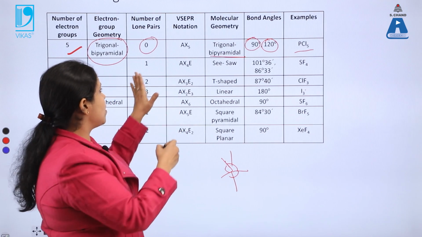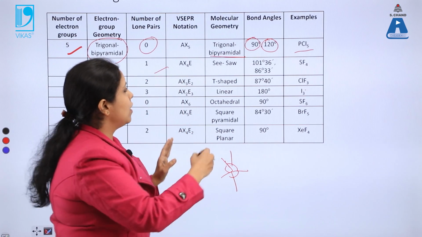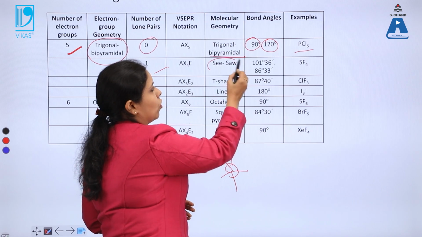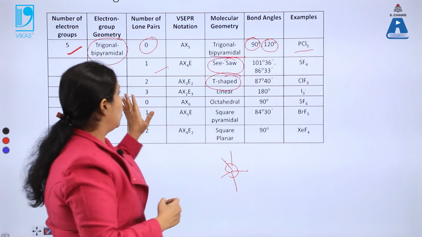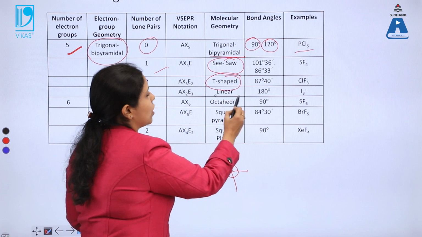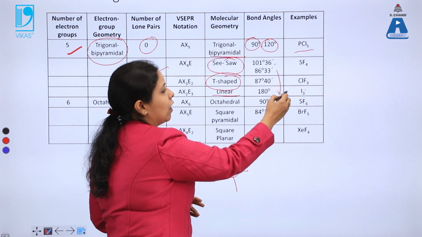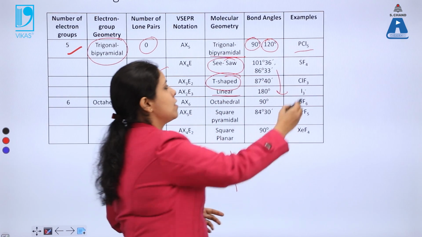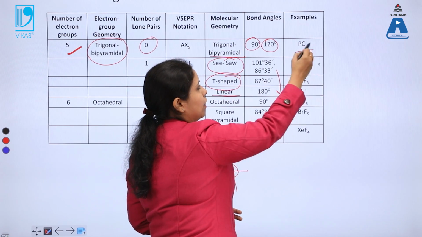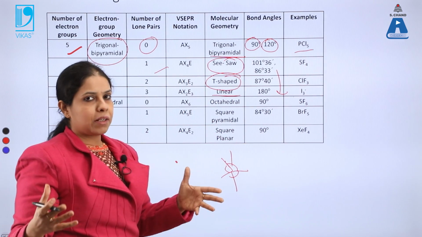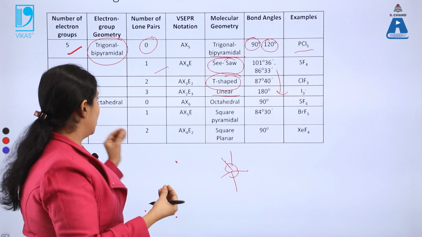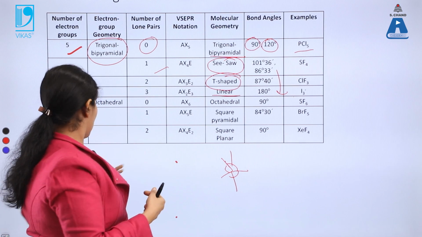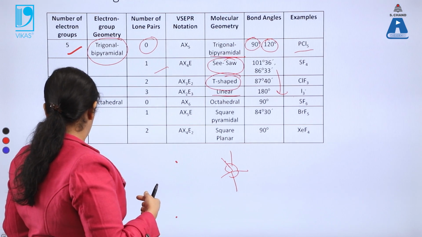When lone pairs are present, for example one lone pair, then the geometry changes to seesaw. When two lone pairs are there, then the geometry is T-shaped. When three lone pairs are there, the geometry changes to linear, and similarly the angle also changes. We'll discuss these in the later slides, so you get a better idea how we know which position the lone pairs occupy.